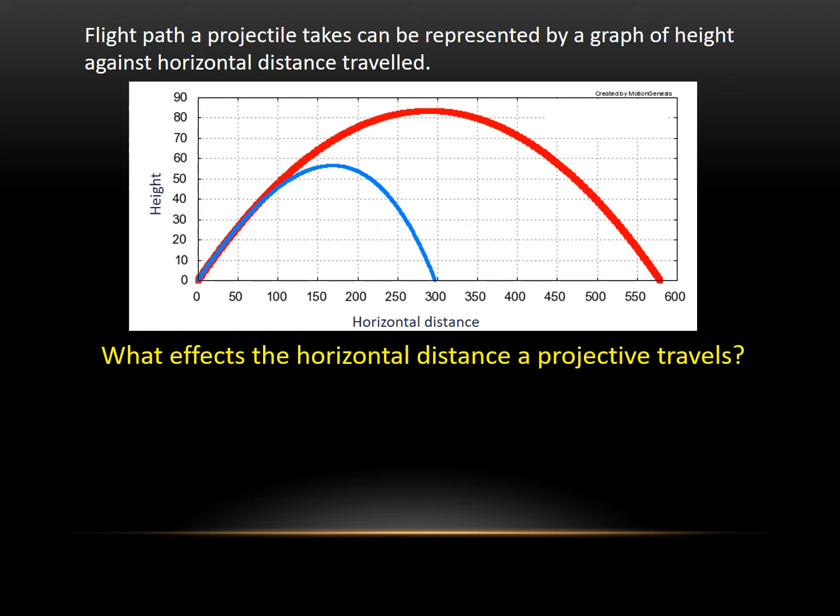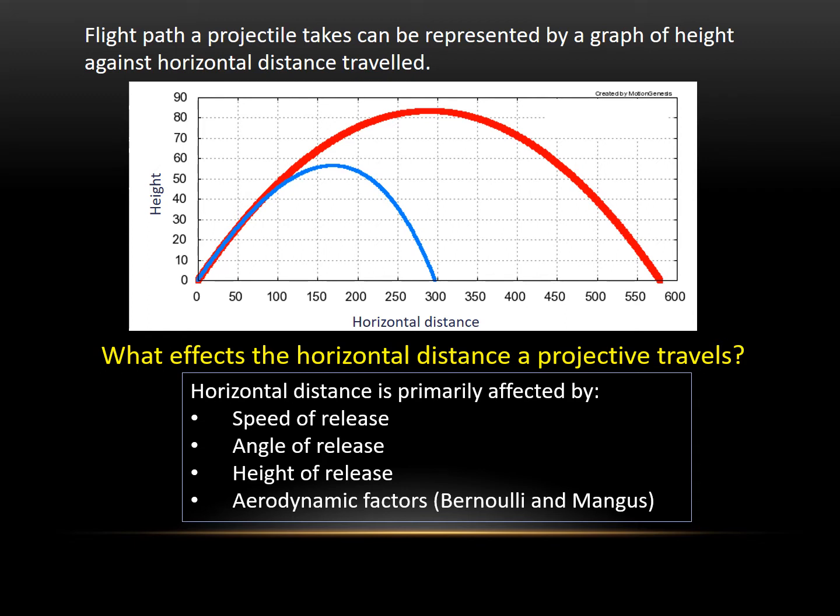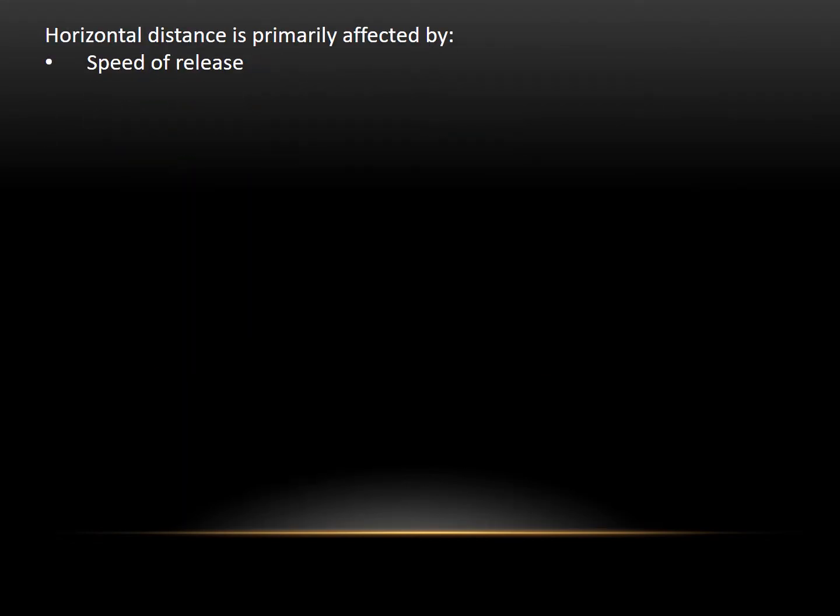If you can jot down any ideas that you've got on the sheet that you've been provided with, then they are predominantly affected by speed of release, angle of release, height of release, and aerodynamic factors, the Bernoulli and the Magnus effect. Now we're going to look at all of these either in this lesson or in following lessons. So let's first of all consider the first factor, speed of release.